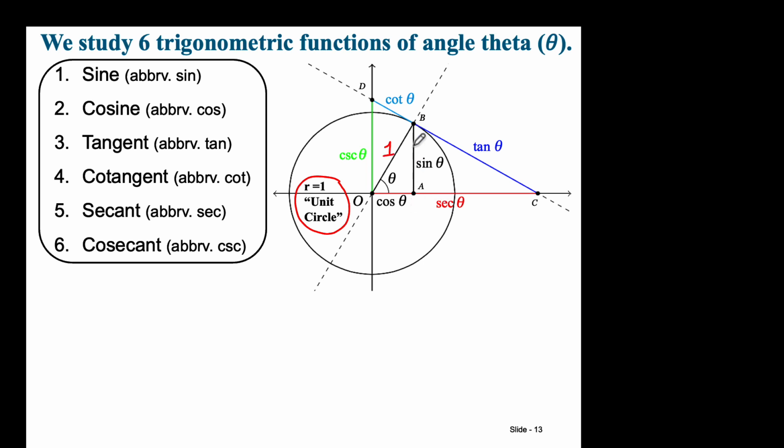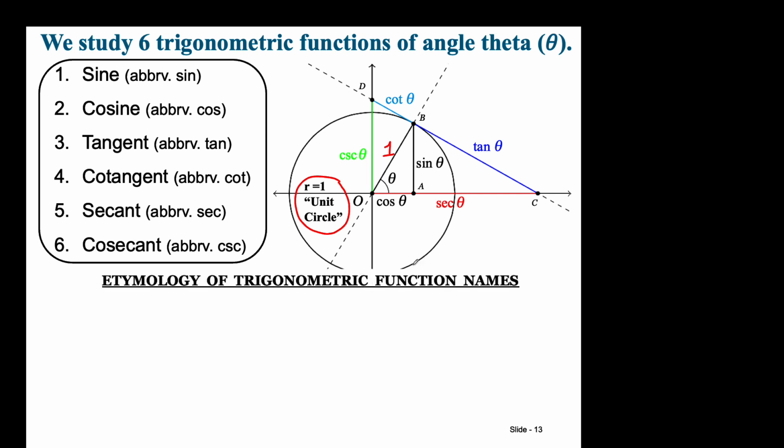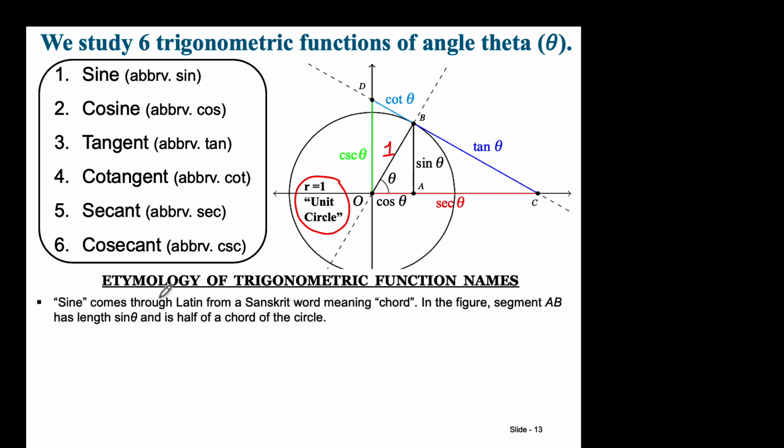Sine, you can see, is right here. And actually, that word comes from a chord. This sine theta right here is actually half of, should we extend this chord to the other side of the circle. Let me show you where that's written down in the etymology of trigonometric function names. Sine comes through Latin from a Sanskrit word meaning chord. In the figure, segment AB has length sine theta and is half of a chord of the circle. So you can see that right there, half of a chord.